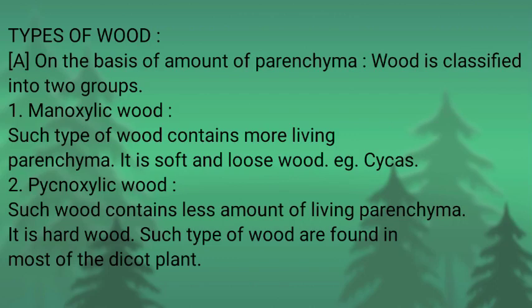The next topic, types of wood. On the basis of the amount of parenchyma, wood is broadly classified into two types: number 1, monoxylic wood; number 2, pycnoxylic wood. The very first one, monoxylic wood. This type of wood contains more living parenchyma. This wood is soft and loose, generally seen in Cycas. Pycnoxylic wood. This type of wood contains less amount of living parenchyma. It is hardwood. Such wood is generally found in most dicotyledonous plants.